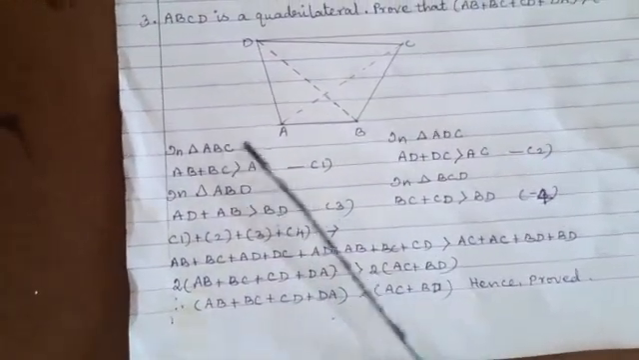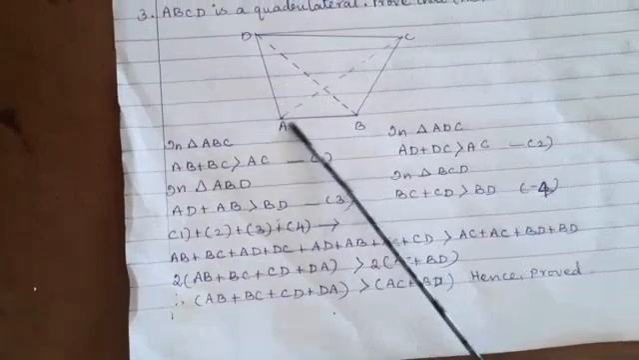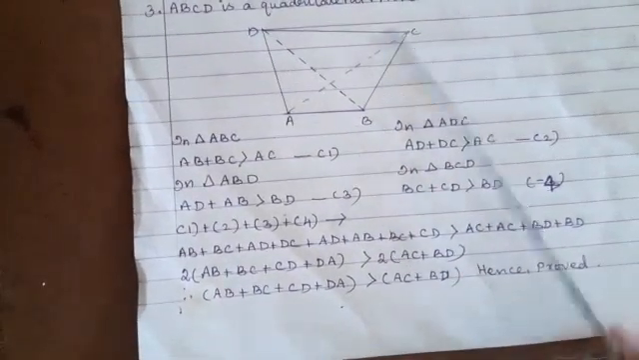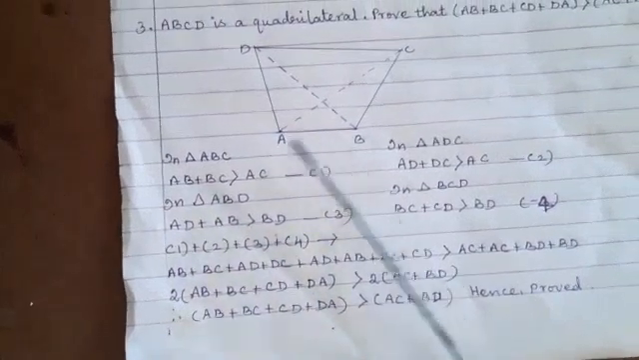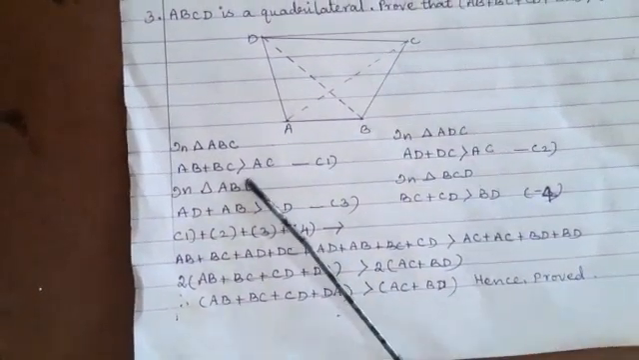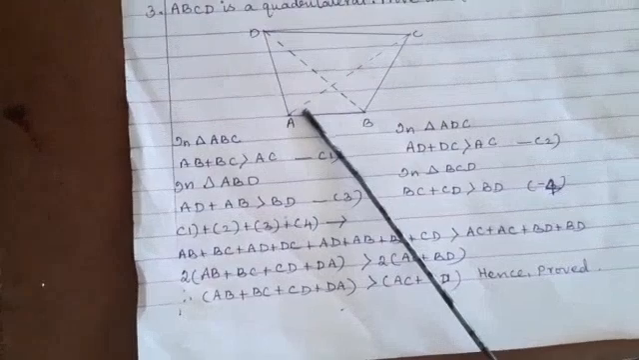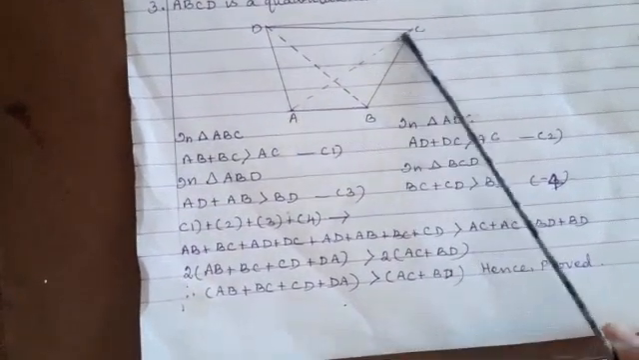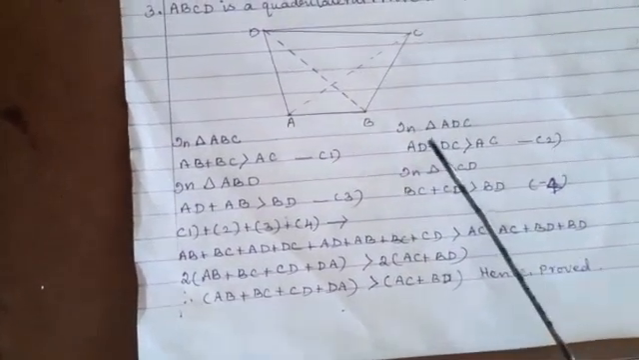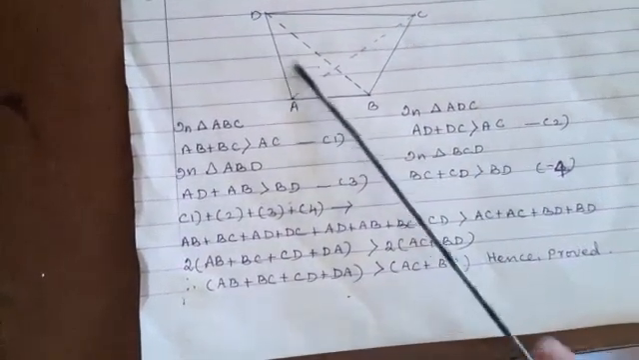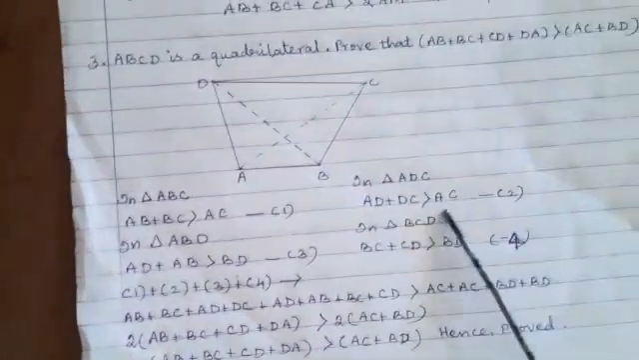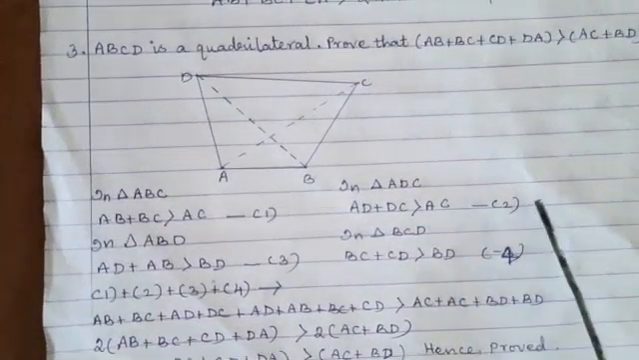Now first we will take the triangle ABC. AC is a diagonal, so ABC is the first triangle we will take. The sum of two sides AB plus BC is greater than AC. The other triangle based on that diagonal AC is triangle ADC. In ADC, AD plus DC is greater than AC. This is equation number 2.